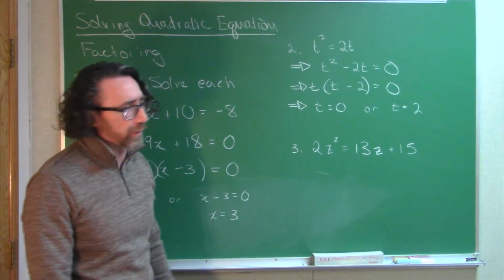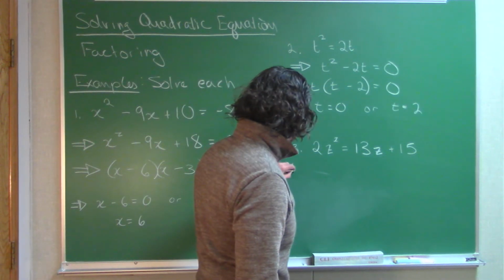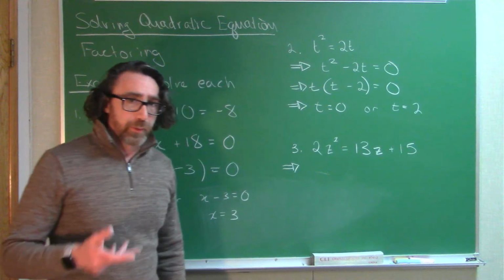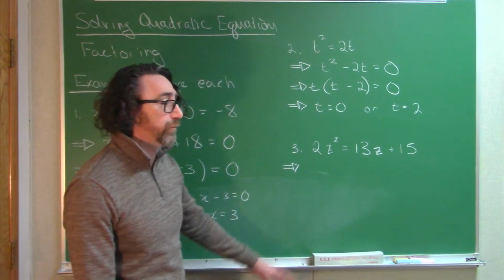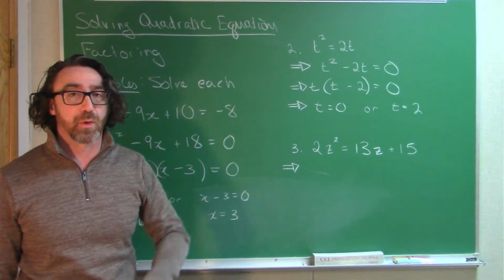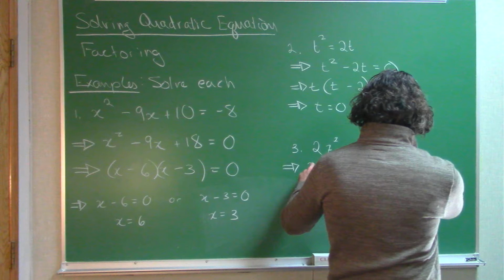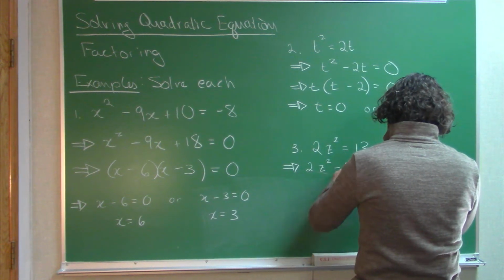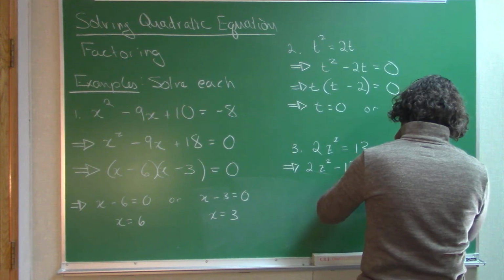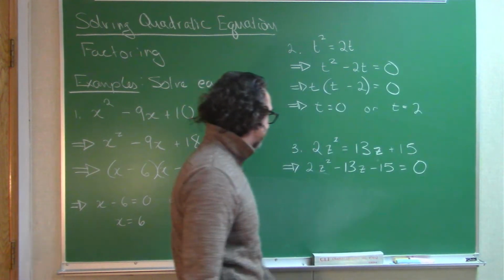Okay, so here's the last one I want to work with you on. Following our standard operating procedure, if we're going to solve this by factoring, we have to have a 0 on one side before we get started. So I'm going to take these two terms and subtract them over. So 2z squared minus 13z minus 15 equals 0.